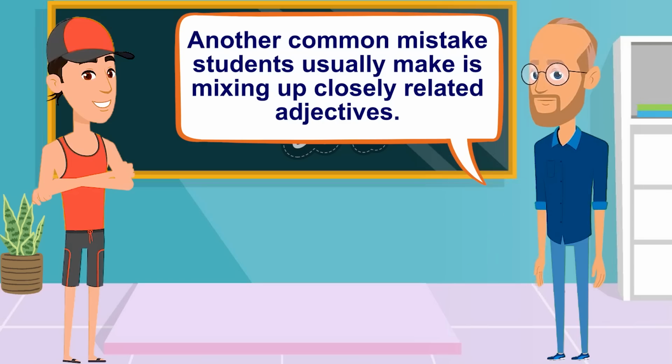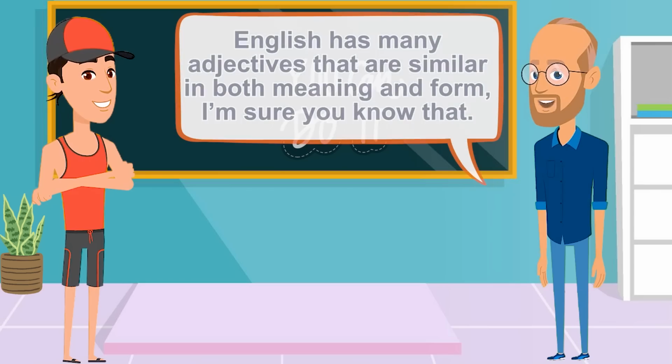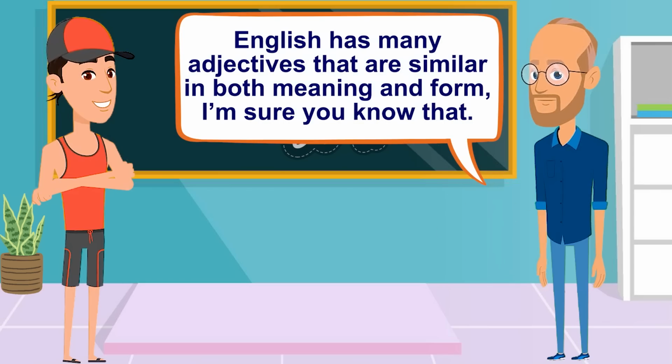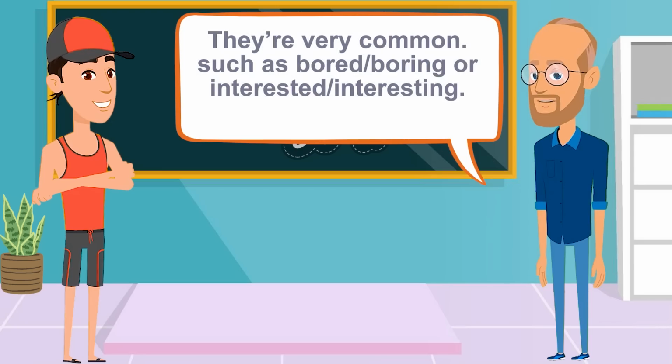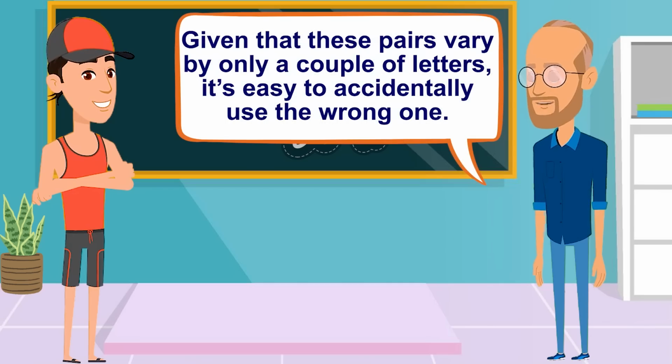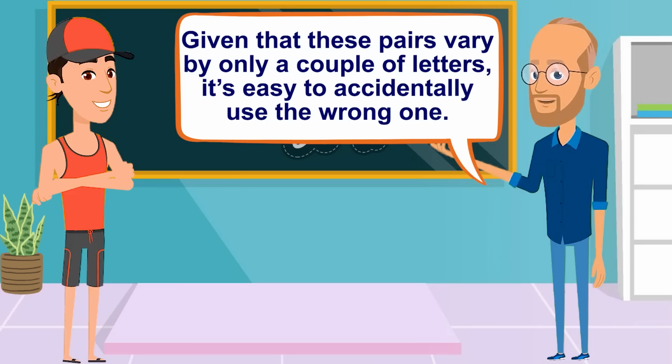Another common mistake students usually make is mixing up closely related adjectives. English has many adjectives that are similar in both meaning and form. I'm sure you know that. They are very common, such as bored or boring, or interested, interesting. Given that these pairs vary by only a couple of letters, it's easy to accidentally use the wrong one.